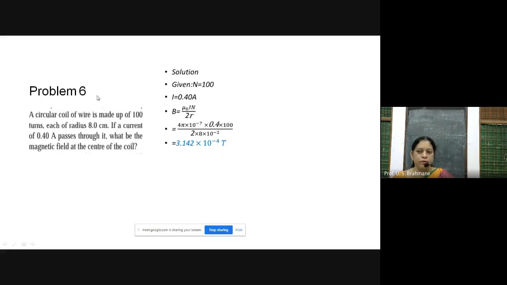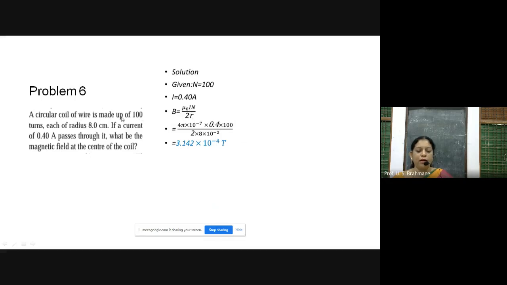Problem number 6. Now see, a circular coil of wire is made up of 100 turns, each of radius 8.0 centimeter. If a current of 0.40 ampere passes through it, what will be the magnetic field at the center of the coil? Now see here, if there is only one turn, we know we have taken that equation B is equal to mu 0 I upon 2R.